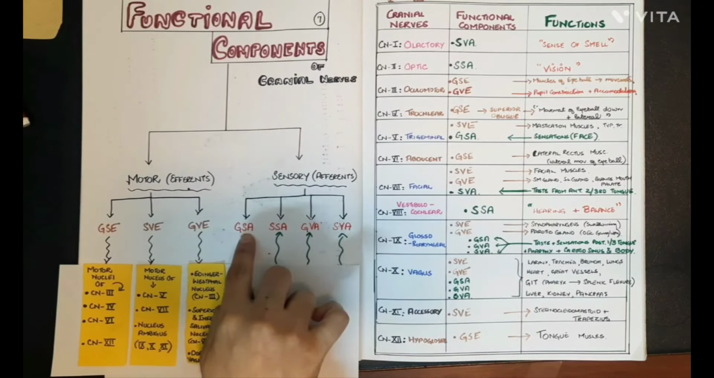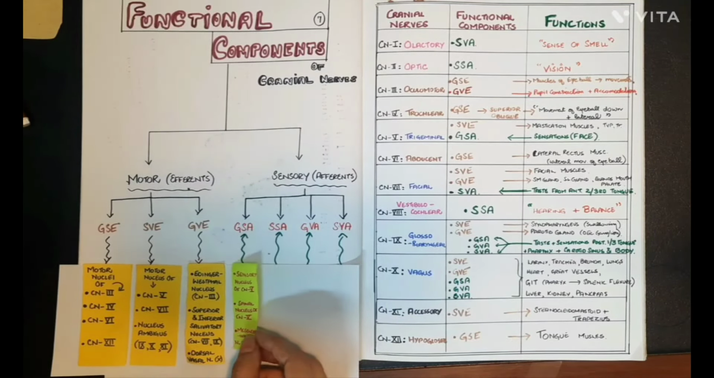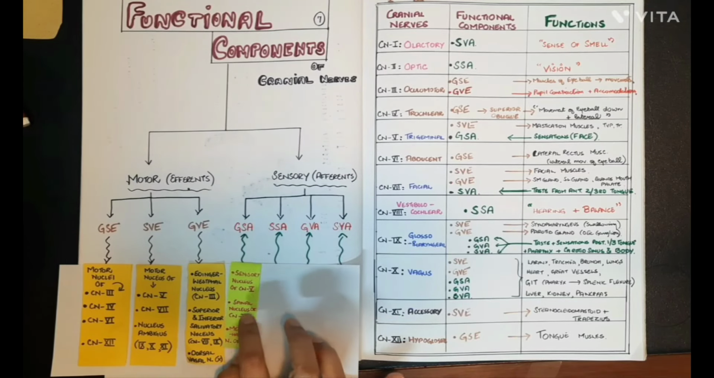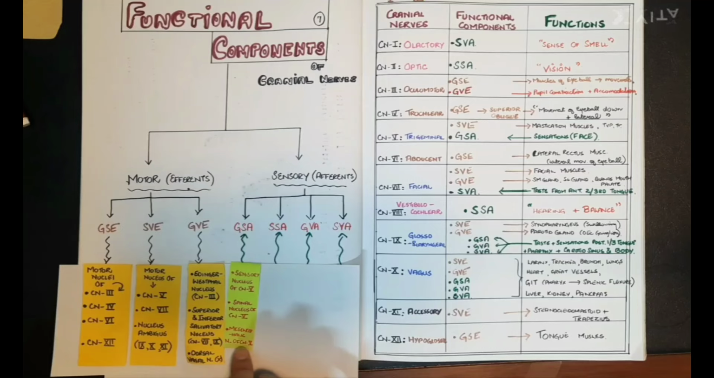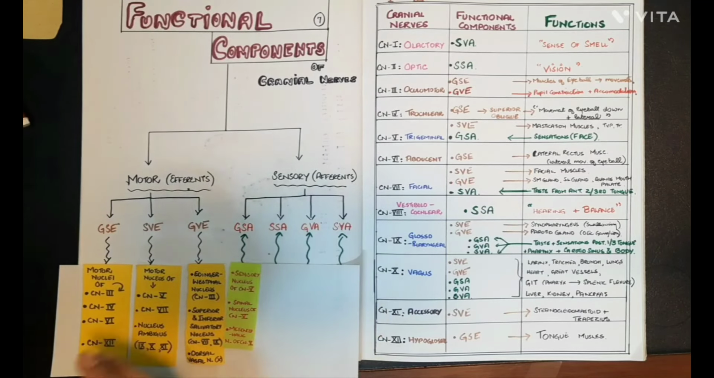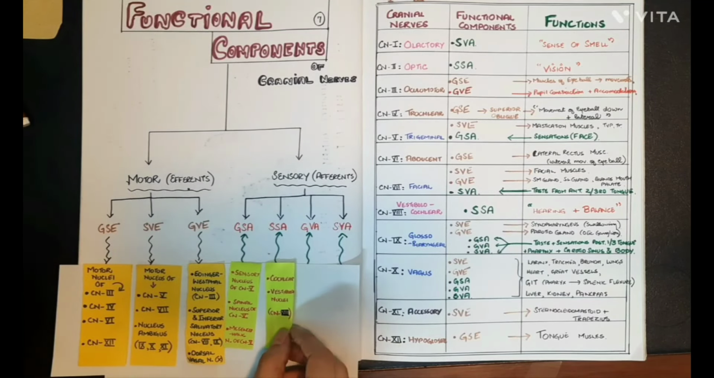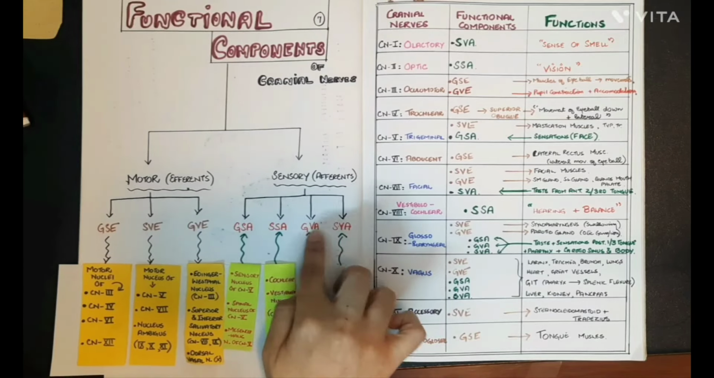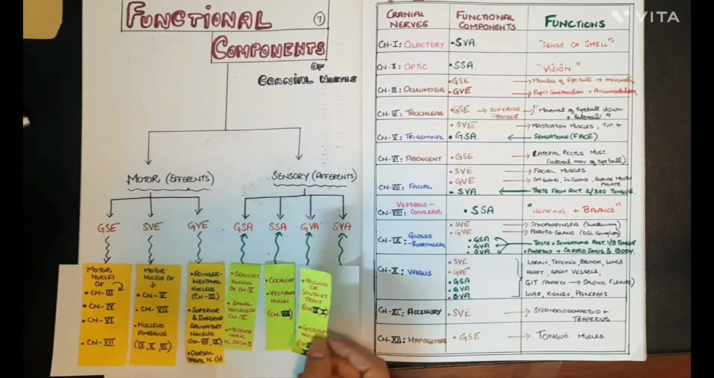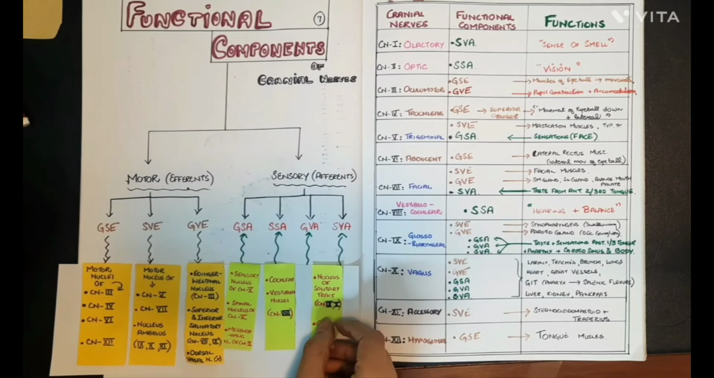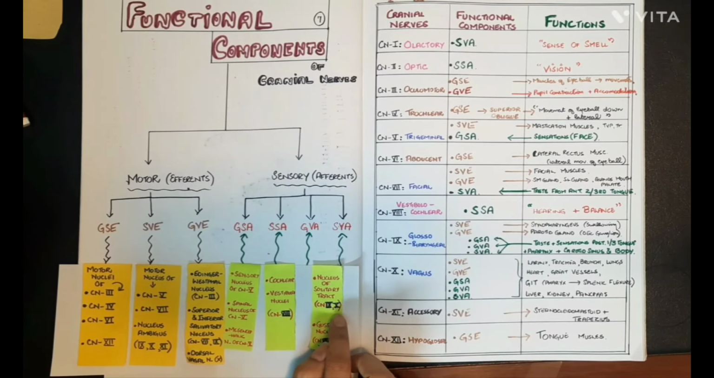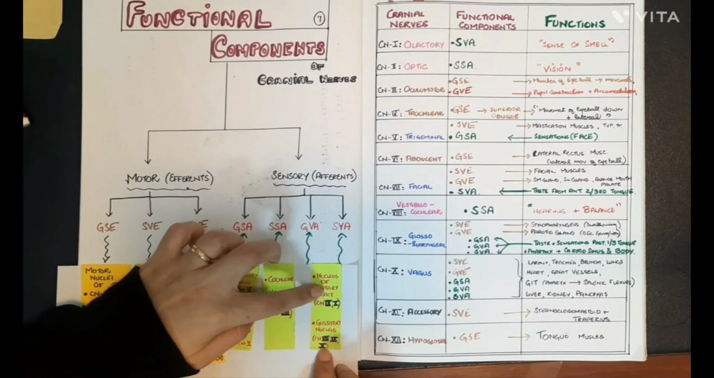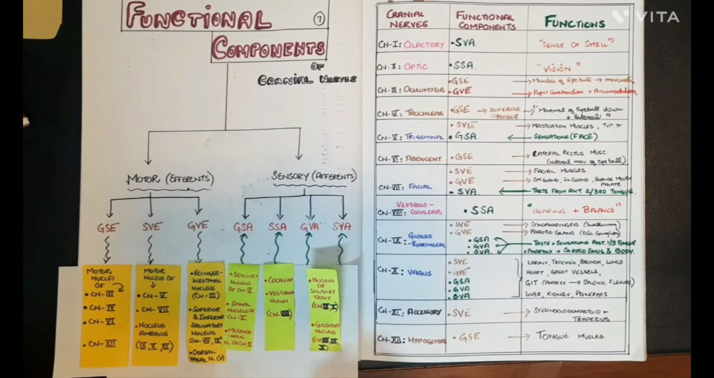Among the sensory functional components, general somatic afferent nuclei include 3 nuclei of the trigeminal nerve, which are the spinal, main sensory, and mesencephalic nuclei. Special somatic afferent includes the 8th cranial nerve nuclei, which are cochlear and vestibular. General visceral and special visceral afferent will include the nucleus of the solitary tract, as well as the gustatory nucleus, concerned with the 7th, 9th, and 10th cranial nerves.